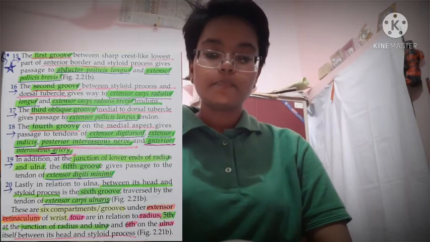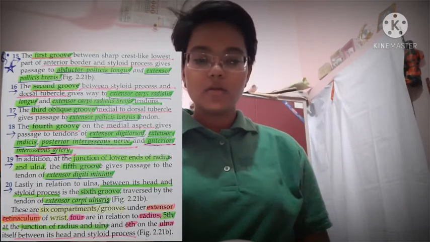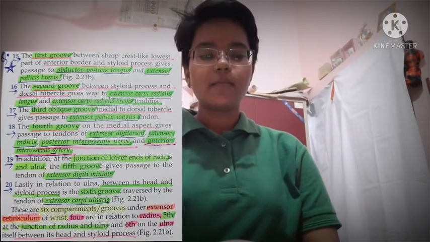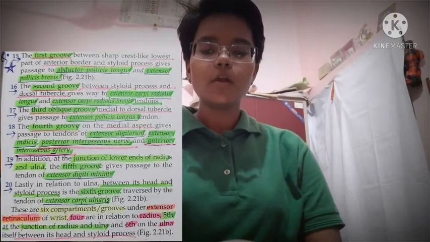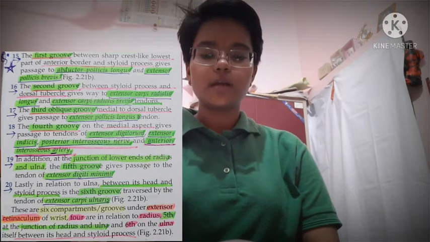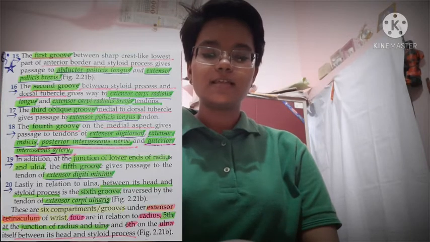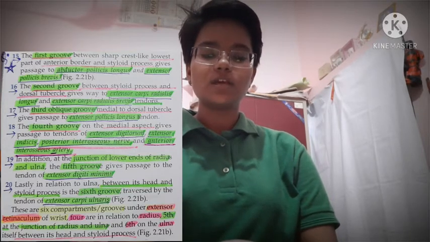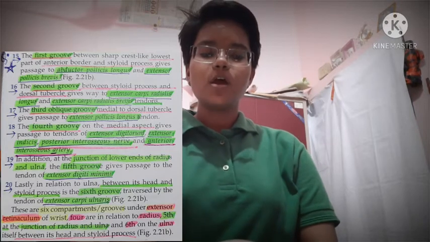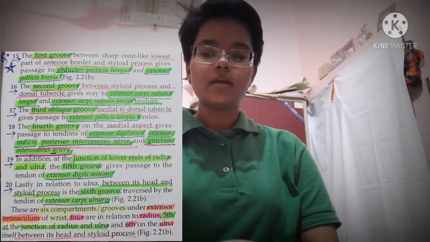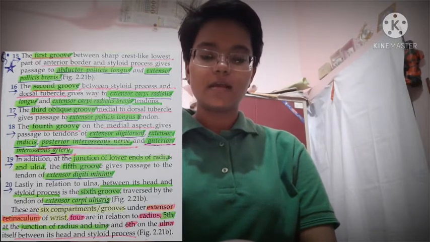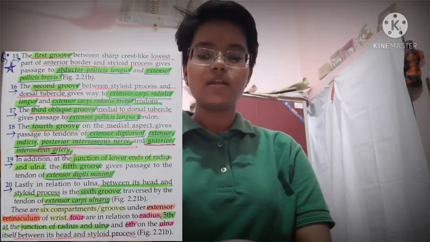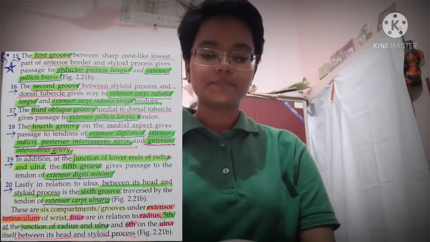The second groove, between the styloid process and the dorsal tubercle, gives way to the extensor carpi radialis longus and extensor carpi radialis brevis tendons. The third, oblique groove medial to the dorsal tubercle gives passage to the extensor pollicis longus tendon. The fourth groove on the medial aspect gives passage to the tendons of extensor digitorum, extensor indicis, posterior interosseous nerve and anterior interosseous artery. In addition, at the junction of the lower end of radius and ulna, the fifth groove gives passage to the tendon of extensor digiti minimi.